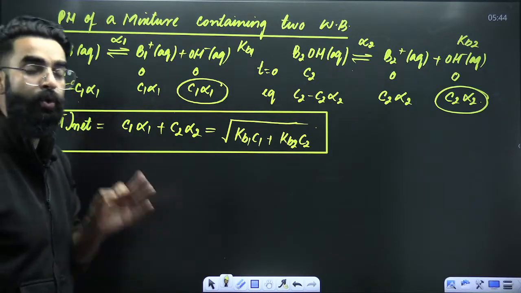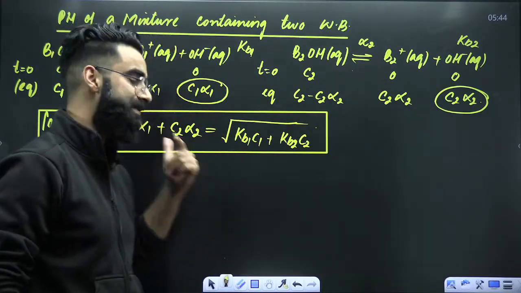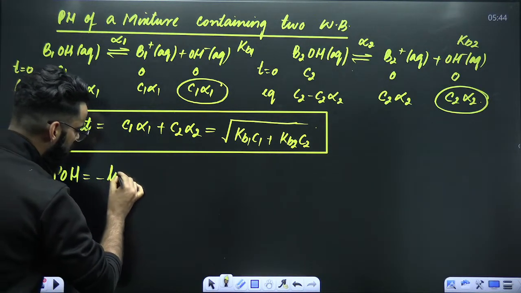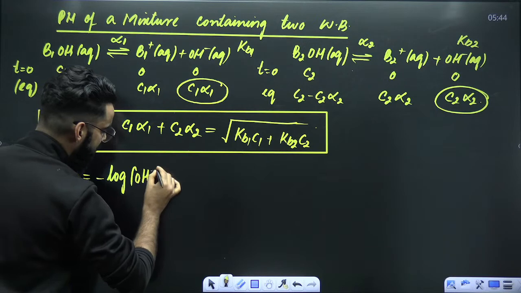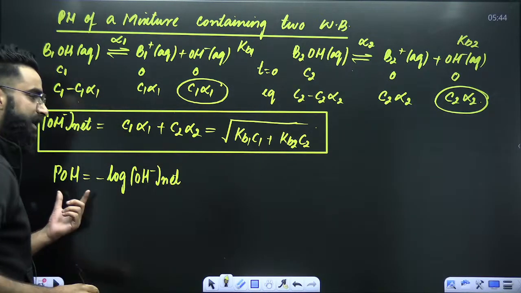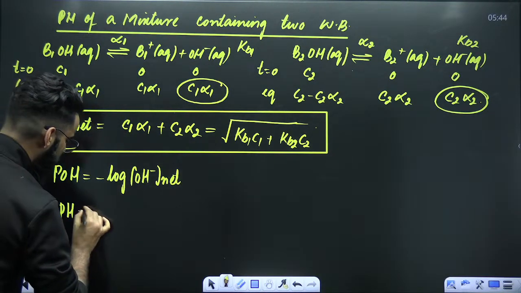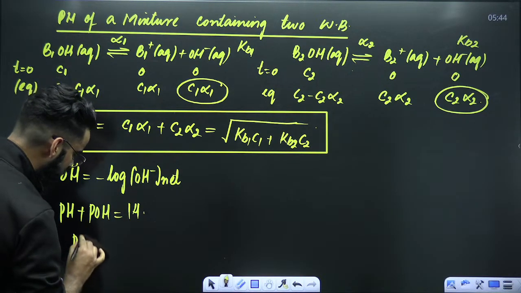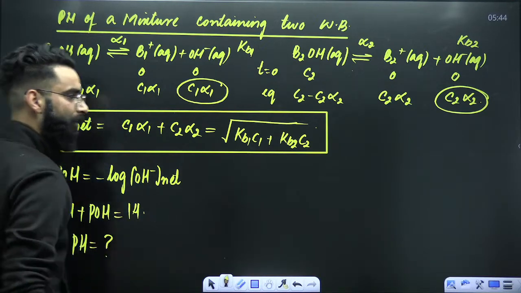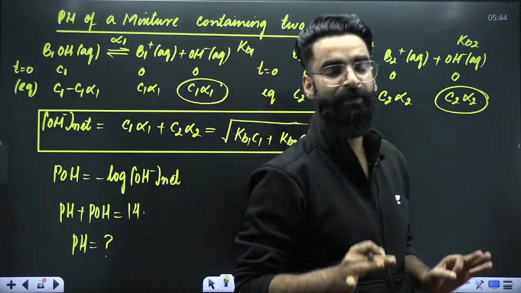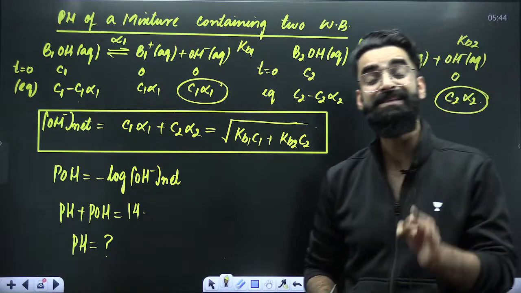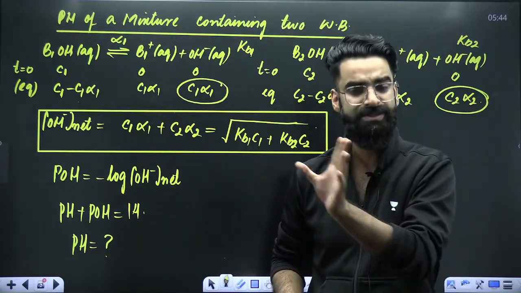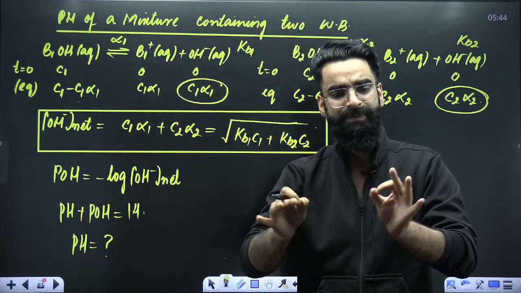Once you get the total OH negative ion concentration in the resulting solution, you can easily calculate pOH, which stands for minus log of the net OH negative concentration. And once you get pOH, you can use the result pH plus pOH equal to 14 at 25 degrees centigrade. From this result, you can easily calculate pH. So this is the general way of solving questions based on the pH of a mixture containing either two weak acids or two weak bases. I hope this is clear to everyone.